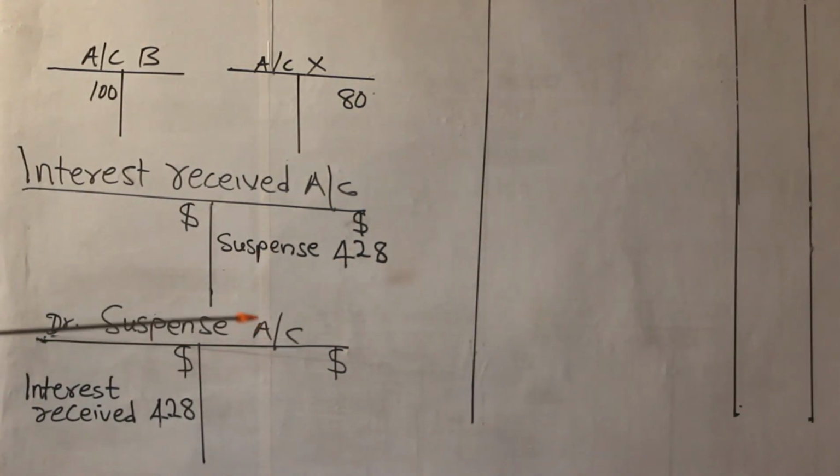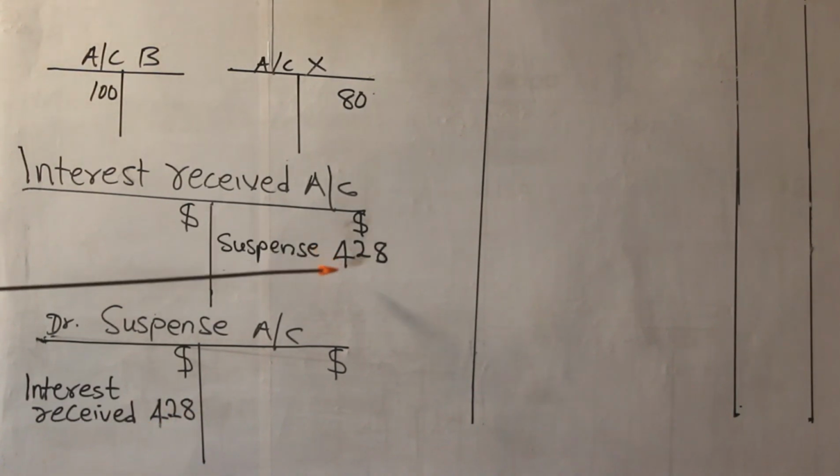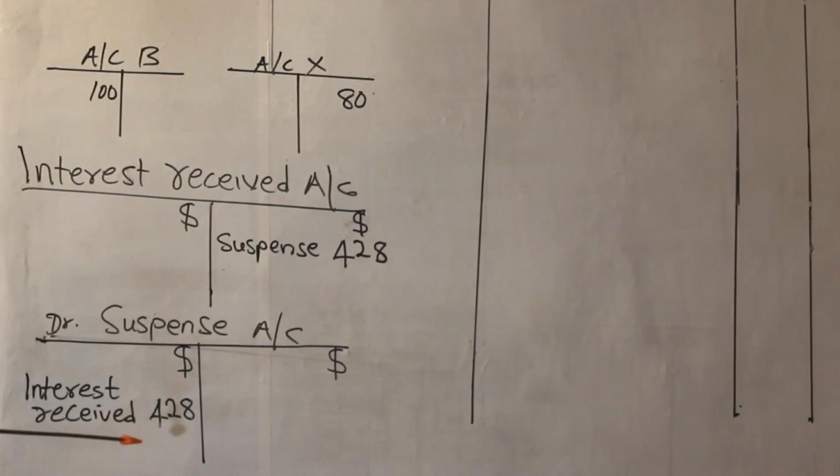We may just come in an exam or in a class and just credit the interest received account with $428 and debit the suspense account with $428. And when we are journalizing, we debit the suspense account and credit the interest received account, and that ends it. But what we are trying to do at this foundation stage is to really make you understand the logic behind the errors and suspense account, to be able to understand everything that transpires during the preparation of errors and suspense.